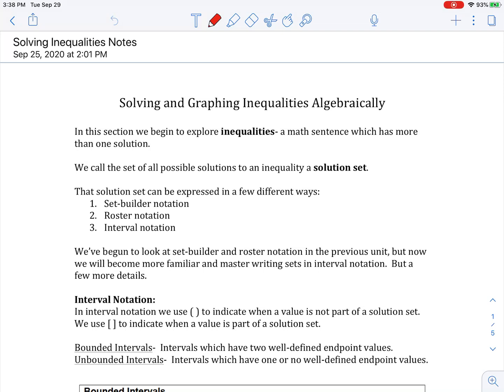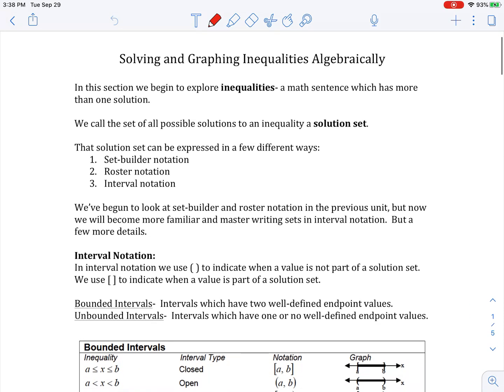Hi guys. Today we're going to continue our lesson on solving inequalities algebraically, okay? And we're also going to be learning how to graph the solution set on a number line, as well as learn how to write the solution set in another notation called interval notation. Previously, we learned about set builder notation and roster notation.